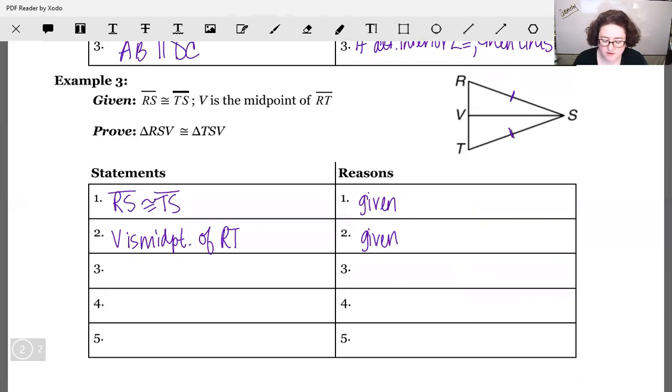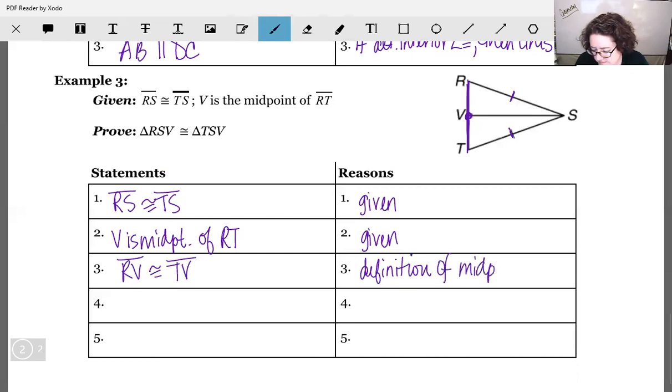I can't really do a whole lot with RS is congruent to TS, but if V is the midpoint of RT, what's a midpoint going to do to that segment? So V is the midpoint of RT. Oh, wait a second. What do we know about the two parts then? Well, hey, the two parts would have to be congruent. So RV is congruent to TV. And we figured that out just by thinking about the midpoint. So when that happens, you're just using a definition. So definition of midpoint. And let's go ahead and mark those congruent now.